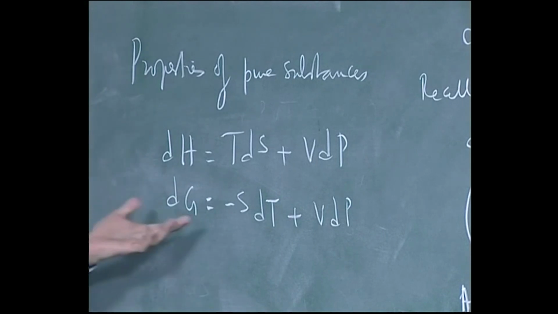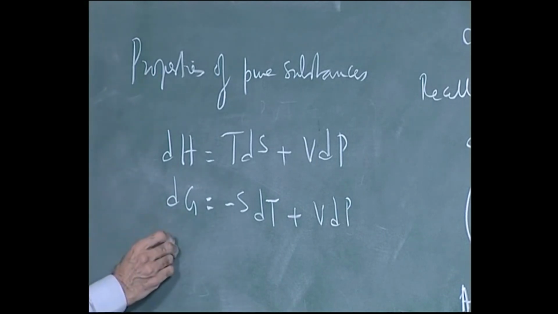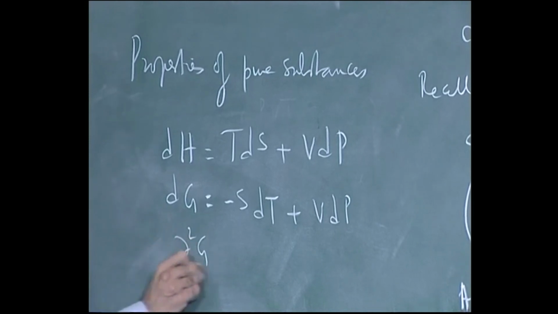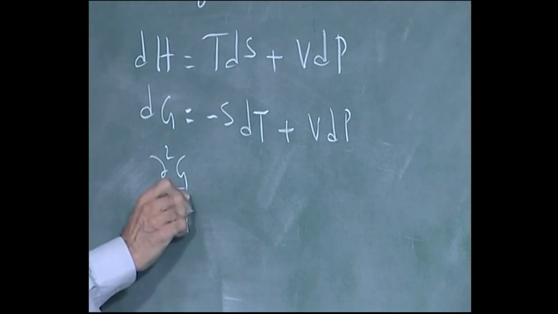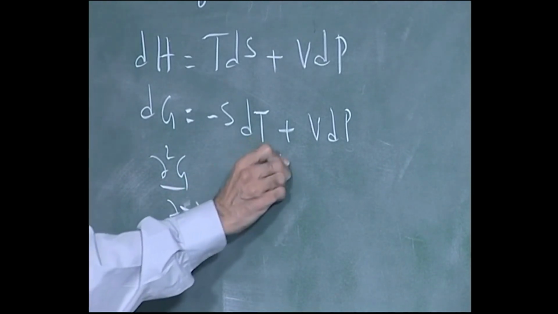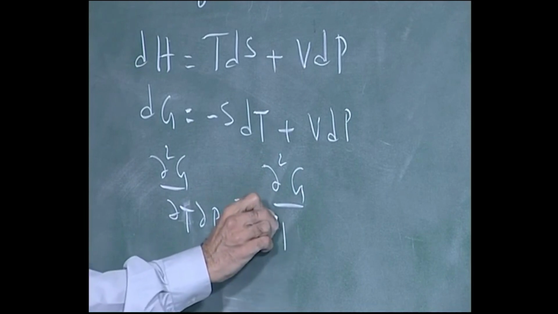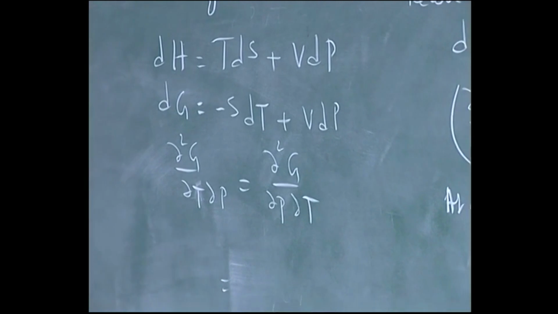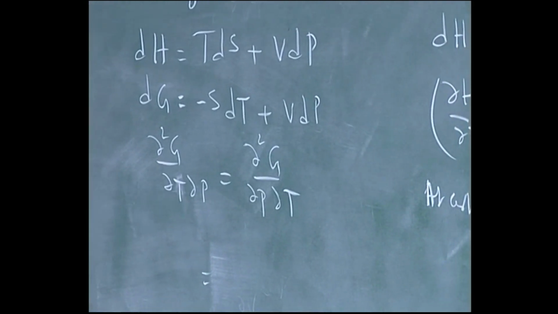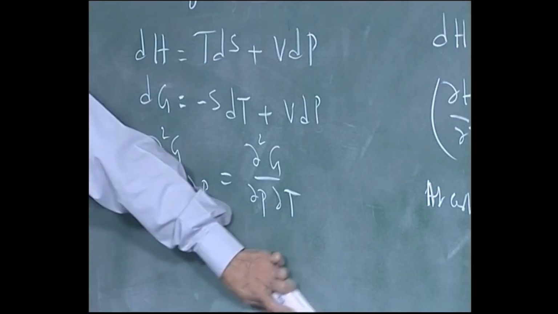I have dG, you just have to juggle these around, and if you look at the second partial, if G is a continuous function of T and P, the second partial of G with respect to T and P is the same as the second partial with respect to P and T. This is true only if G is a smooth function, means all the derivatives must be defined. The first order derivative must be a continuous function, it should be differentiable and so on. These are generally true. Actually some of these relationships break down at the critical point.